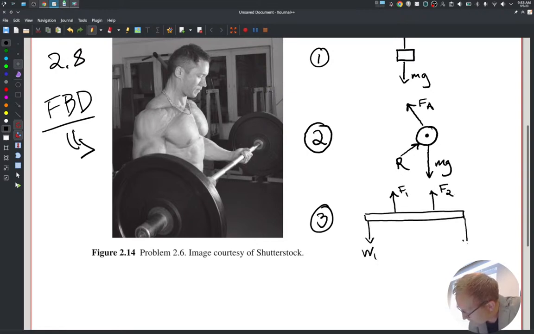F2, W1, W2, and then there's even the barbell, like a B or some kind of barbell weight. So that was kind of the three things that I saw. Does anyone have a different approach or a different thought on that?